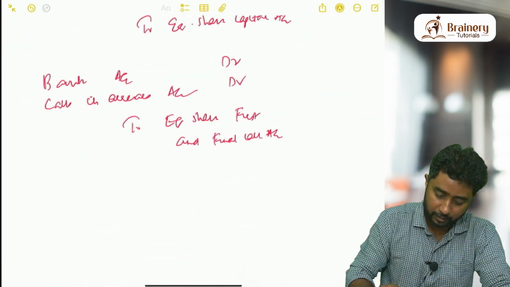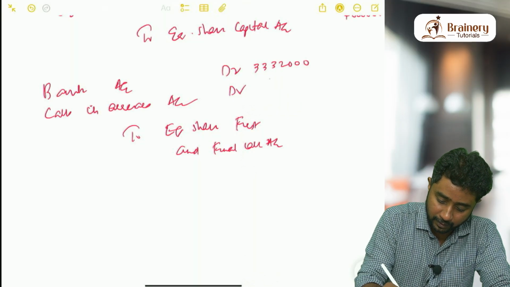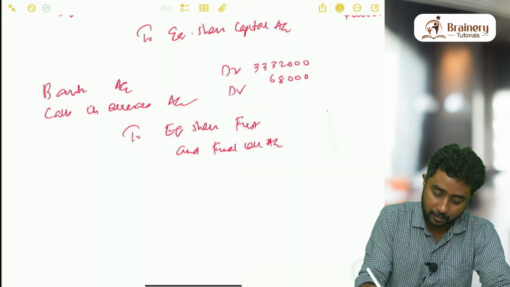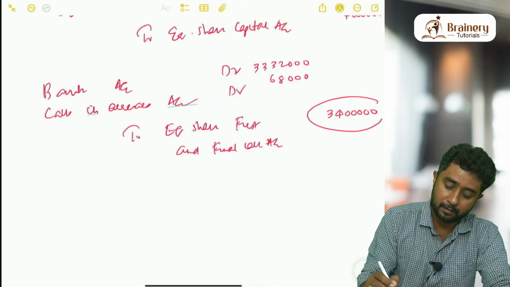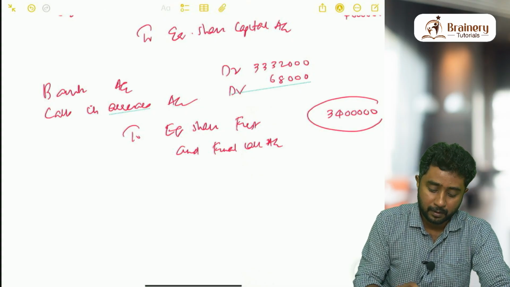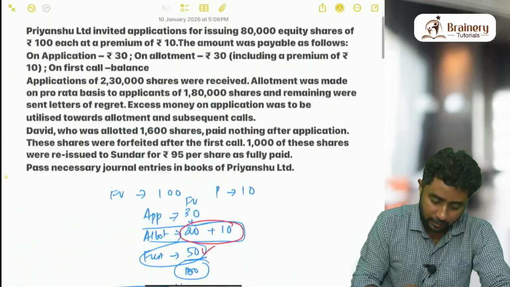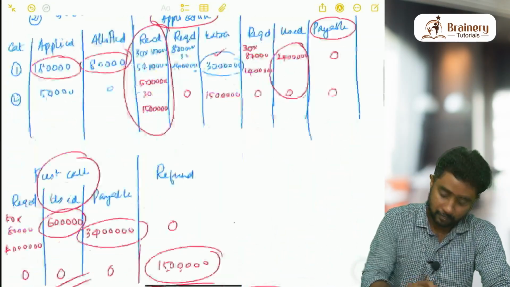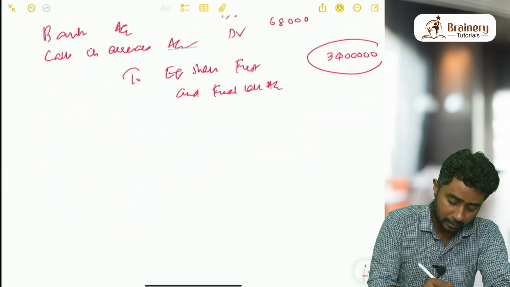So here as you can see in bank column 33 lakhs 32,000 I have mentioned, 68,000 I have mentioned in this one. So totally we need to get 34 lakhs. This is how the values will come. Now the entry for forfeiture and reissue, they are saying the shares have been forfeited after the first call. So we have to cancel the shares. So what will be the entry for cancelling the shares?